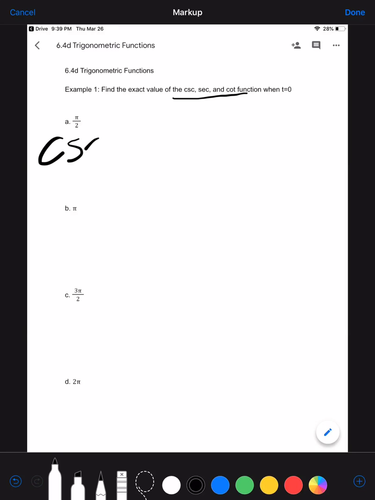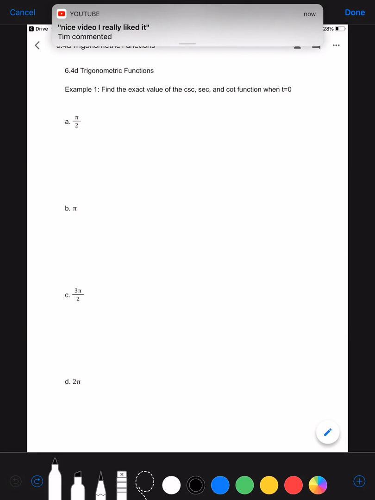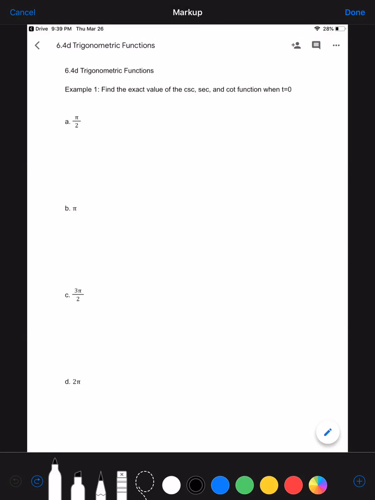So, cosecant of pi divided by 2, parenthesis. But the difference here is, that's how we're going to write it, just so we don't get confused. But when you type it into your calculator, you're going to type it in differently. Okay, let's actually make this smaller, so I have more room to write. So we're going to do cosecant of pi divided by 2.